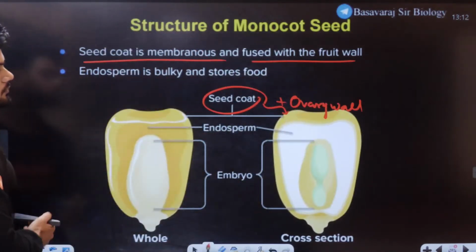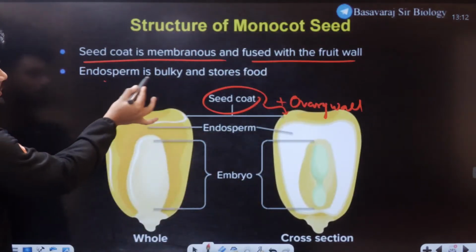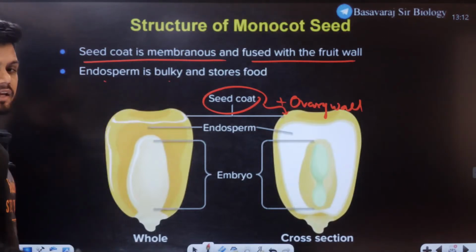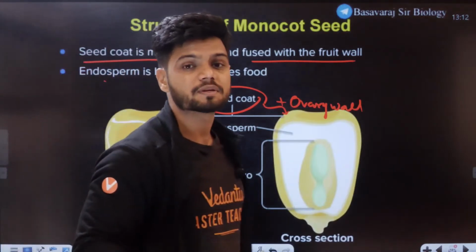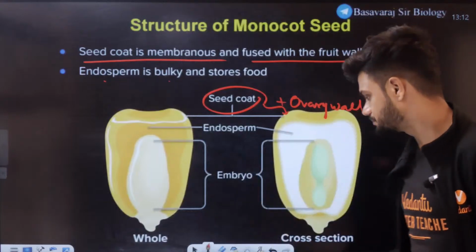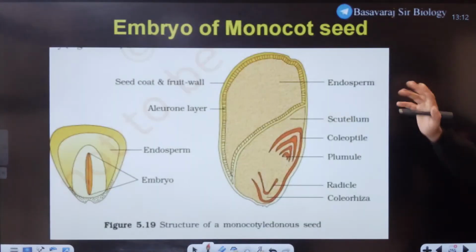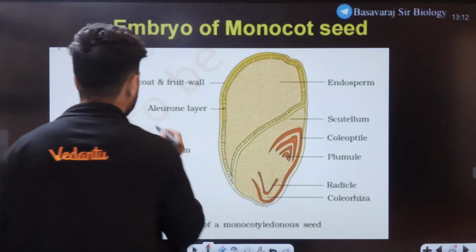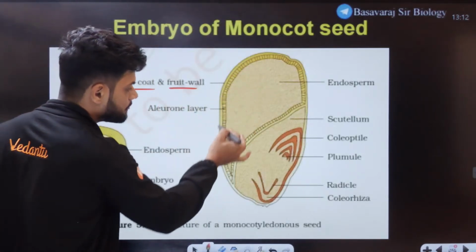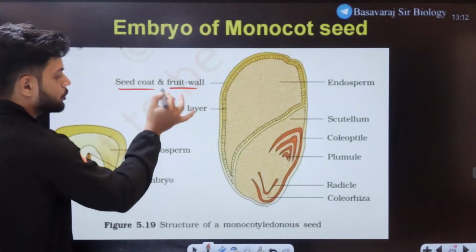Fruit wall or the ovary wall. Endosperm is bulky and stores food. So we can find endosperm here. Endosperm is very evidently present here. Okay, now see here, all of you. NCERT diagram, you see. Seed coat and fruit wall, can you see? They are fused completely, together every time.